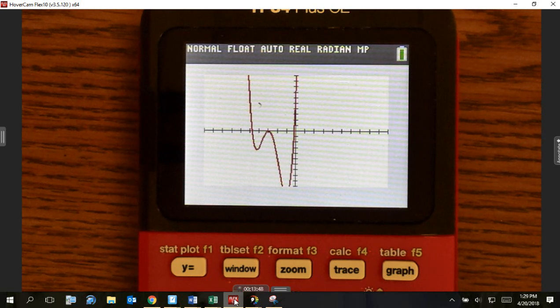Oh, you draw it there. It's fine. It works. You draw it differently.